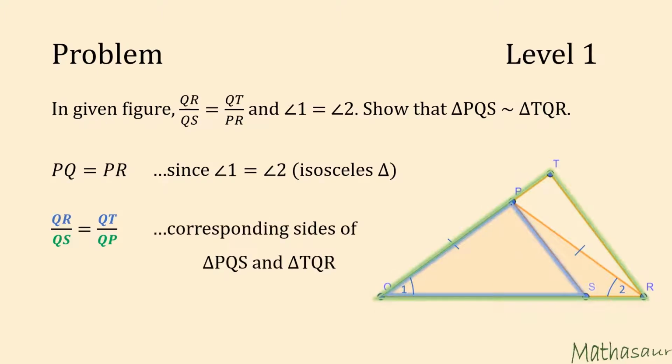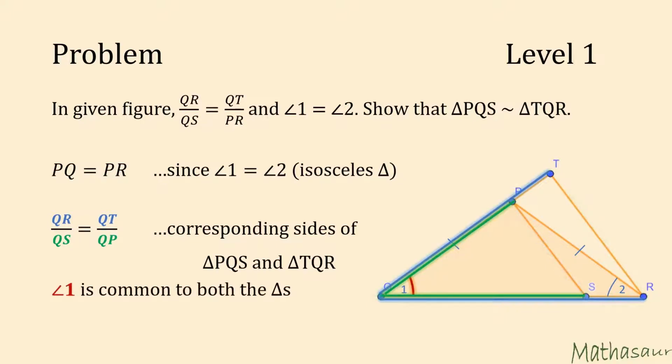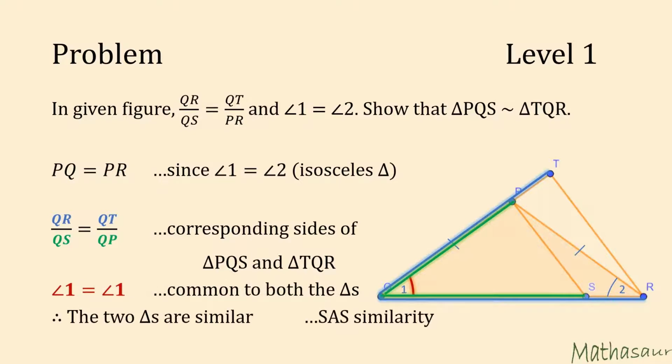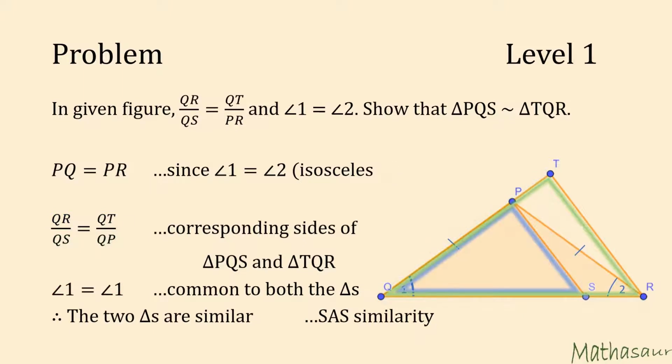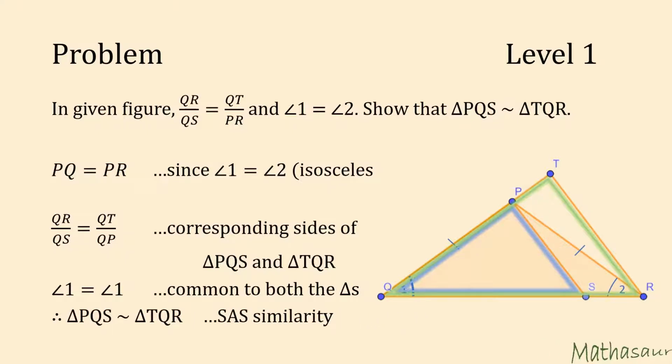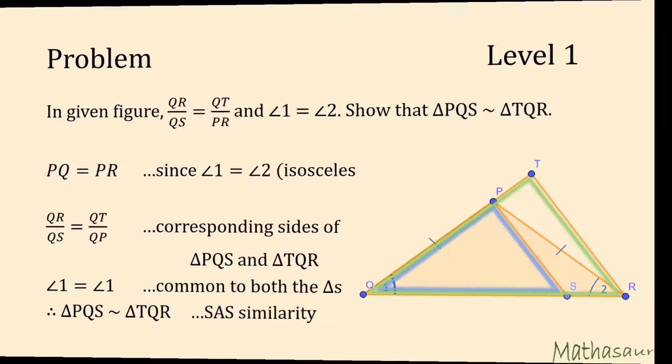So recall the two triangles that we are trying to prove to be similar. Yes, they are corresponding sides of triangle PQS and triangle TQR. So we have two sides of these two triangles. Now all we need is an included angle. We see that the angle 1 is common to both the triangles. So by the SAS similarity, the two triangles are similar. Let us write the names of the two triangles as triangle PQS is similar to triangle TQR.